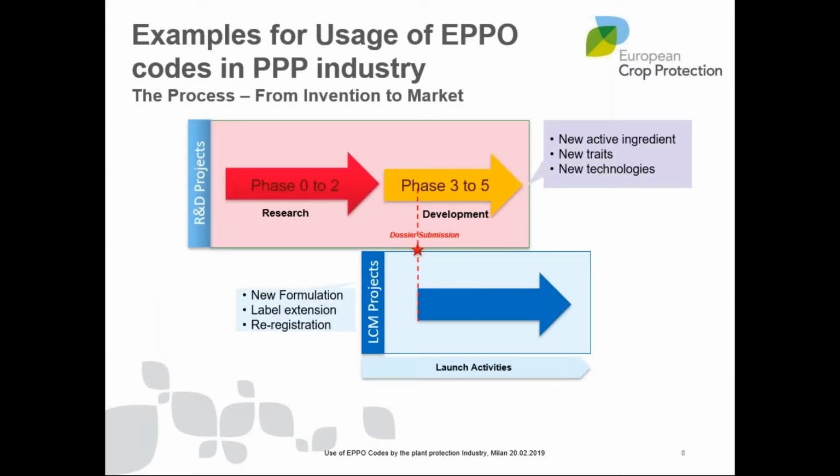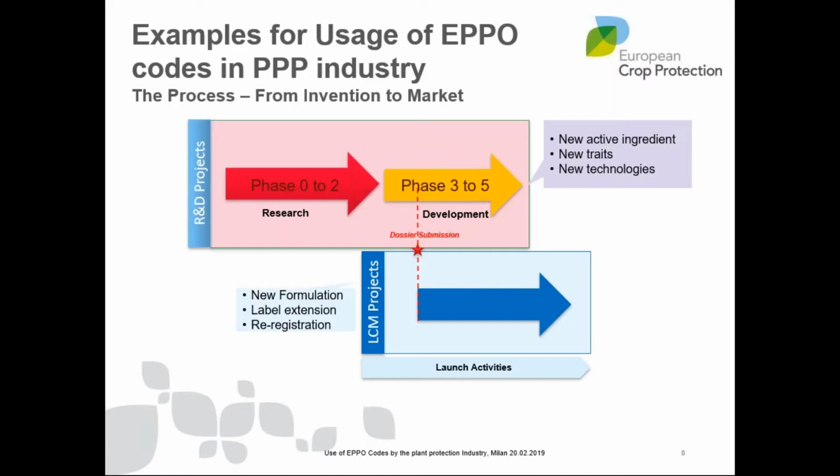Now I would like to give you some examples of what exactly we use the EPPO codes for when developing a plant protection product, but maybe it is useful before to have a look at the process itself. So I prepared this slide, which very generally shows the way from the first testing of substances until a product really is launched and enters the market.